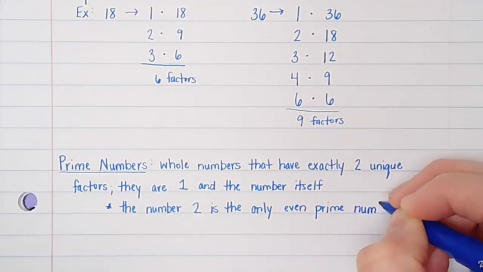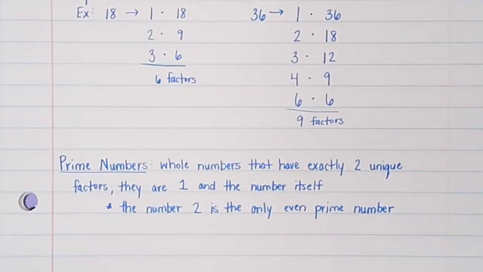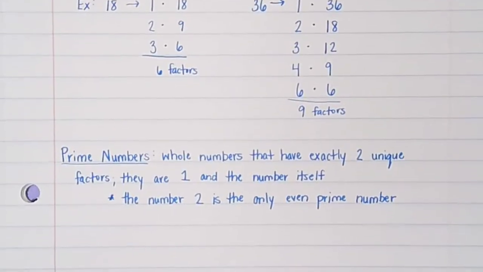So there's no other even number in the number system that's prime except for the number 2. Because think about it, what's the only thing that gives you 2? 1 times 2. Alright, it has to be prime. Alright, another quick fact.